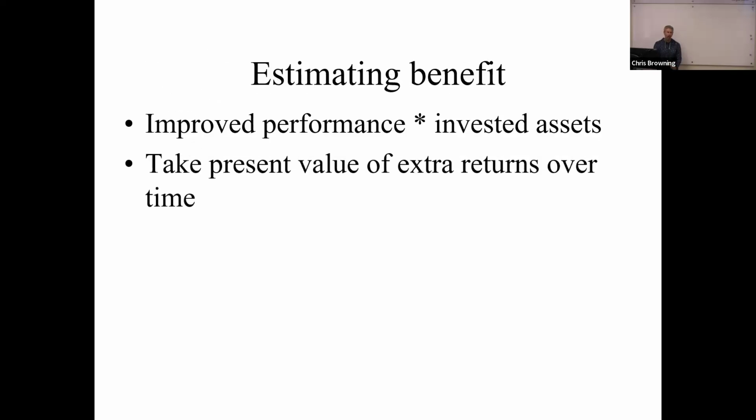Okay, and overall, the quantifiable benefit is the present value, the lump sum present value of all outperformance from improved choice over time.